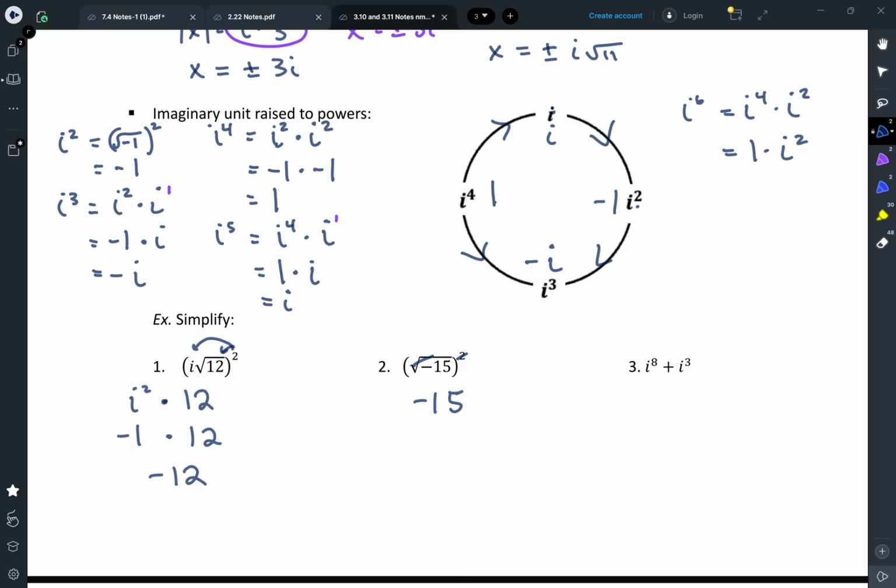On the next one, i to the eighth power. That's a tricky one. So this is going to be i to the fourth times another i to the fourth, plus i to the third. I could look at my chart and get negative i. So i to the fourth is always 1. So 1 times 1 plus negative i is going to be 1 minus i. So let's go ahead and turn our page and look at the next set.